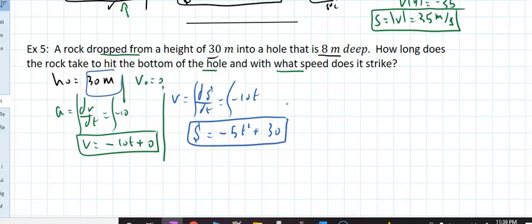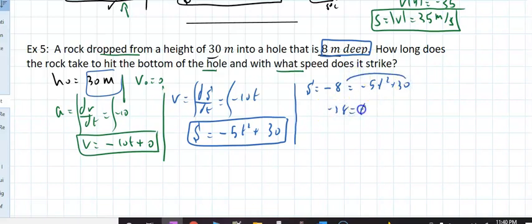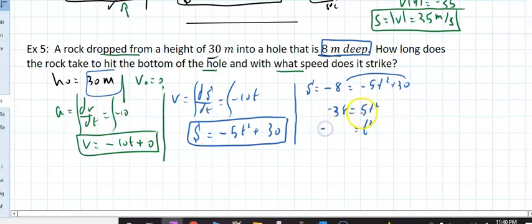Now, if I look closely, it says it's going to fall into a hole that is 8 meters deep. It's 8 meters below the actual 0 level, or the ground level. So negative 8 equals negative 5t squared plus 30. Negative 38 equals negative 5t squared. And here I'm solving for time. So t squared equals negative 38 over negative 5.